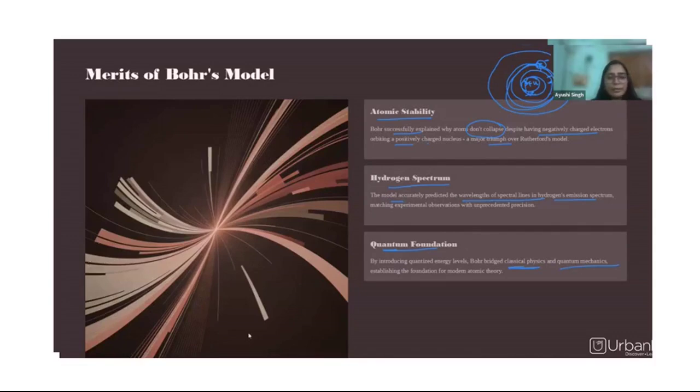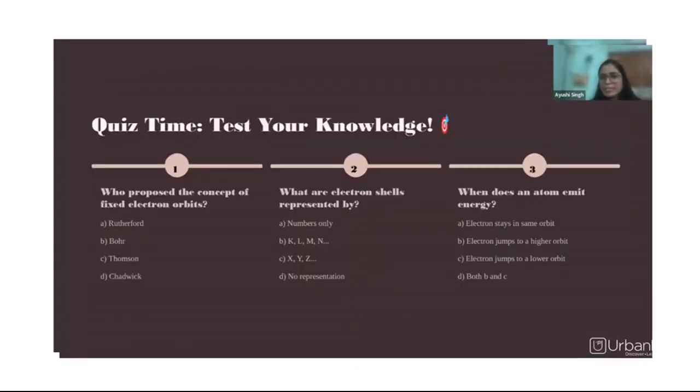Let's move ahead. Now you have a few questions which you would like to do. This was an easy topic, I hope. Let's try a few questions. The first one is: who proposed the concept of fixed electron orbits? So orbits are fixed and it is going to stay like that. Rutherford, Bohr, Thomson, or James Chadwick? You can answer this.